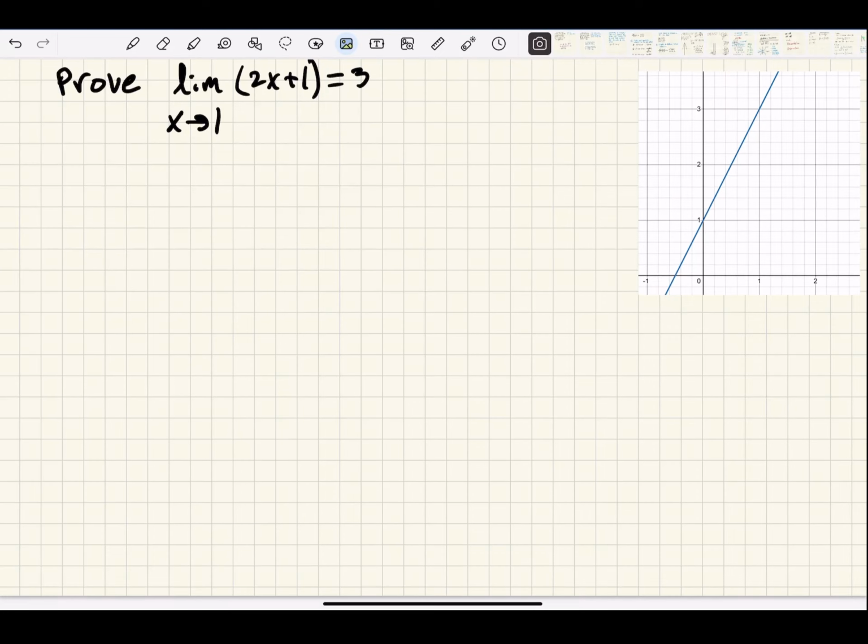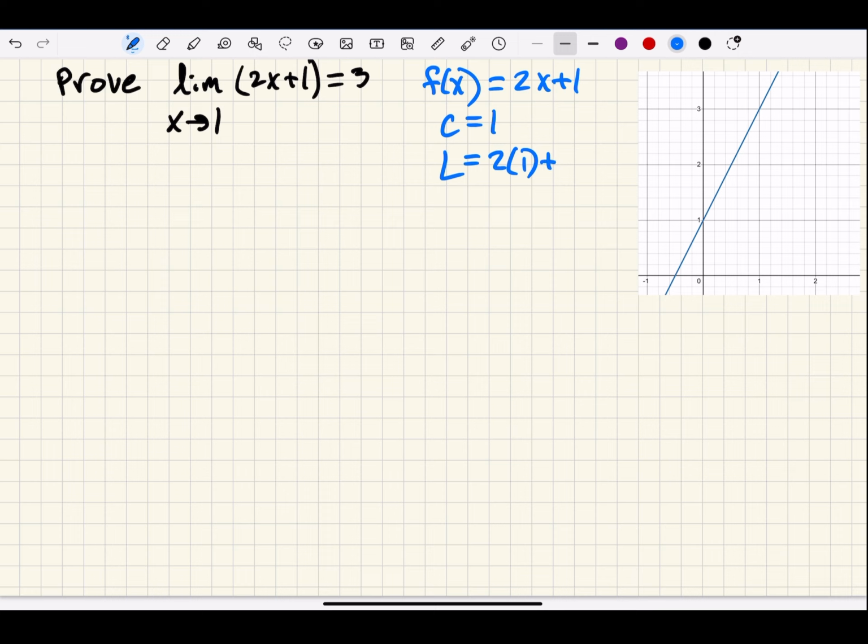Prove that the limit as x goes to 1 of the function 2x plus 1 is equal to 3. So what we're going to do is write our function f of x as 2x plus 1. We are approaching 1 on the x-axis, and when we do, the function itself is approaching this limit, 2 times 1 plus 1, which is 3.